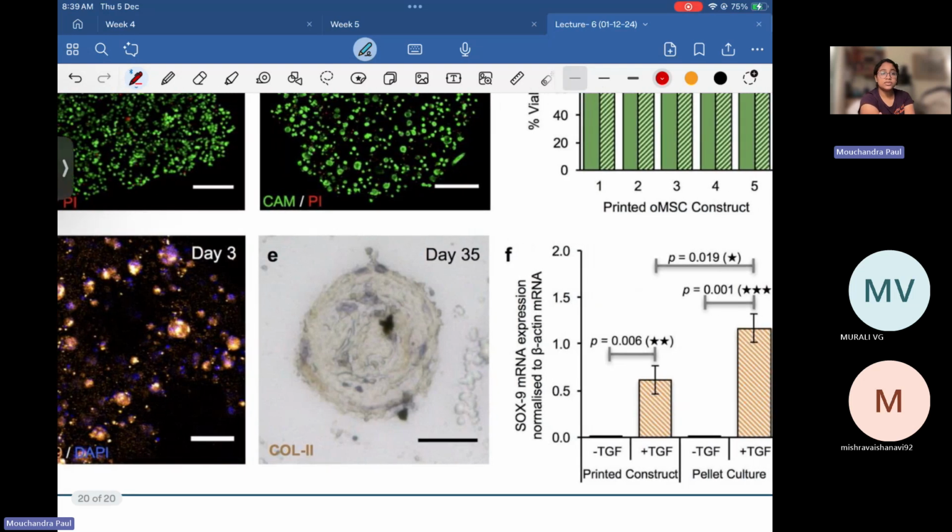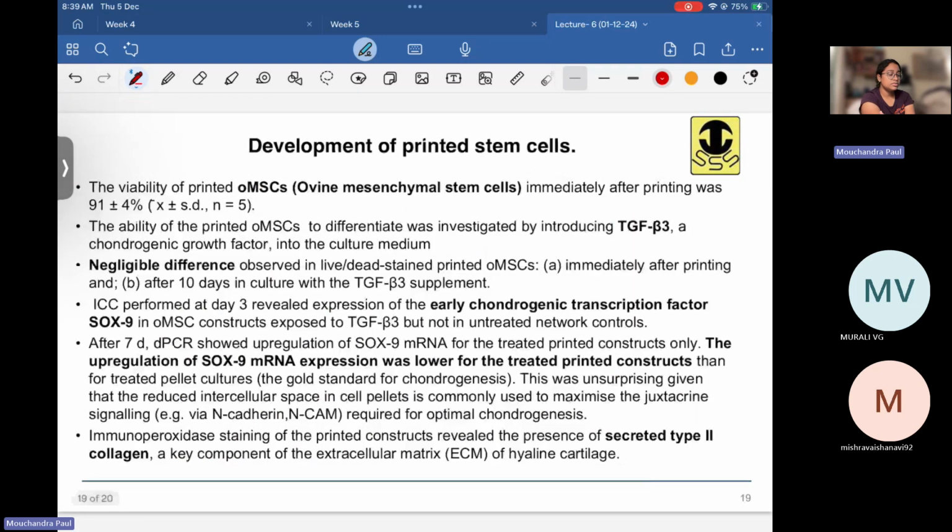Also at day 35, when they stained the droplet-containing constructs using peroxidase staining, they showed that type 2 collagen was secreted, which is a key component of hyaline cartilage. This is a type of cartilage where type 2 collagen is mainly found.